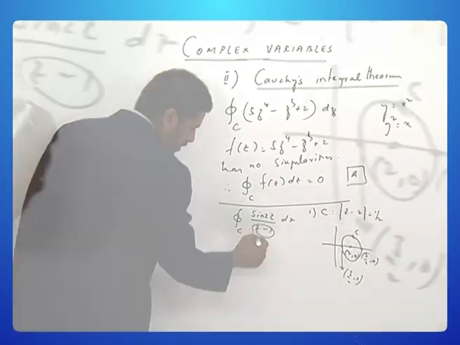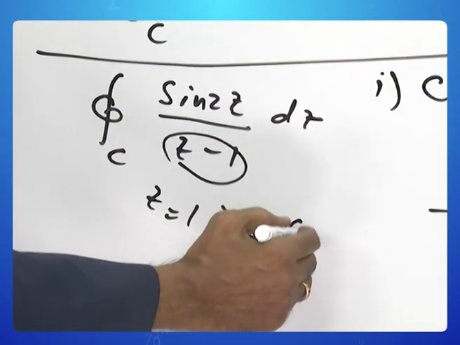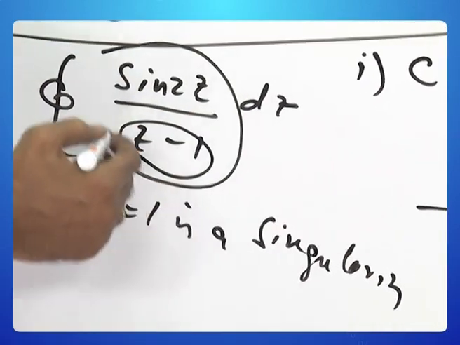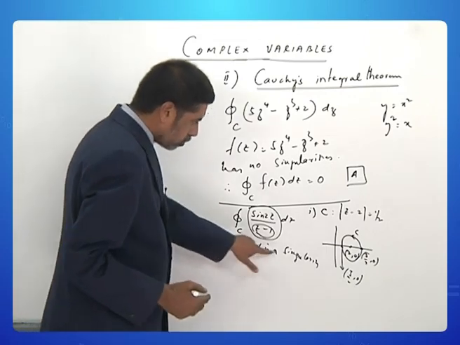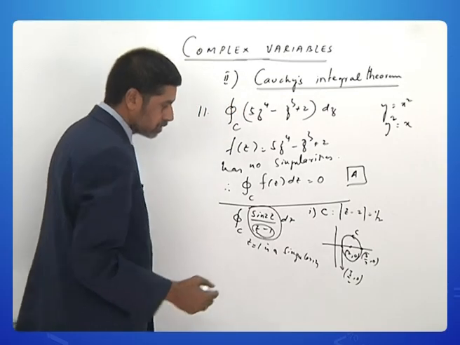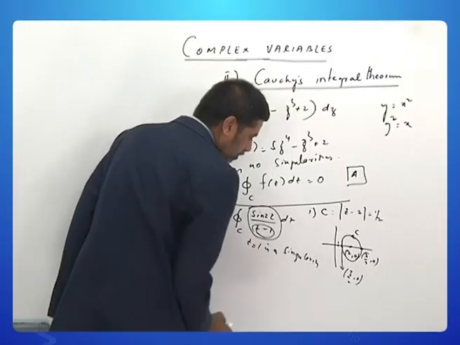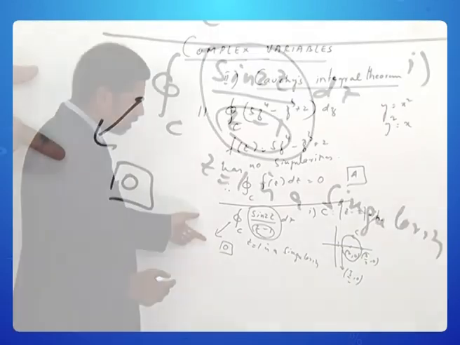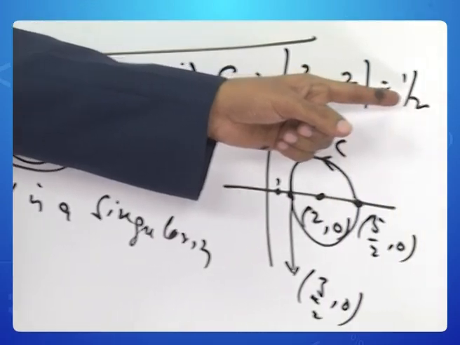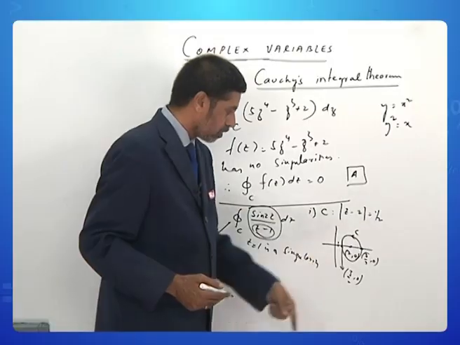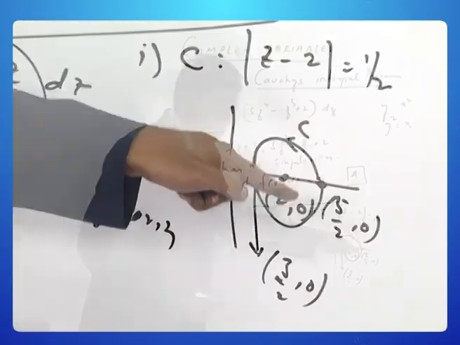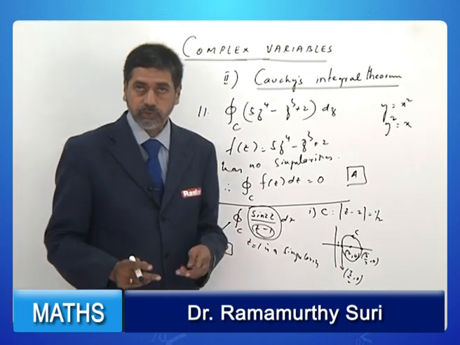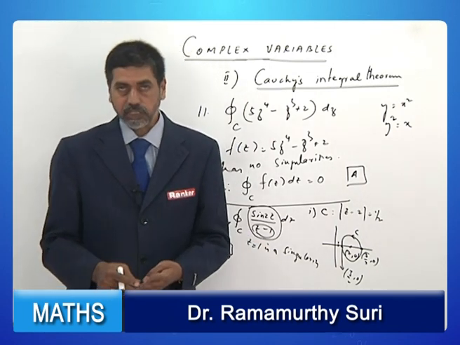But if you look at this one, z is equal to 1 is a singularity, because at this point the function is not defined. But you can see that z is equal to 1 is not inside the contour. z is equal to 1 is somewhere here. Therefore, the value of this integral will be 0 by the Cauchy's integral theorem. But if I expand this circle by making the radius some 3 or 4, then z is equal to 1 will go into the contour. Then the output of this integral is no more 0, and that has to be evaluated using a theorem other than the Cauchy's integral theorem.